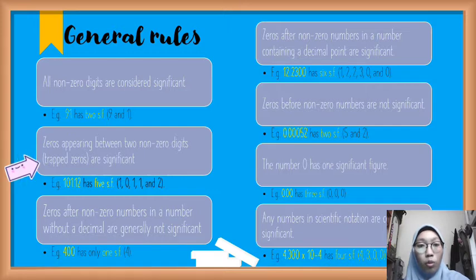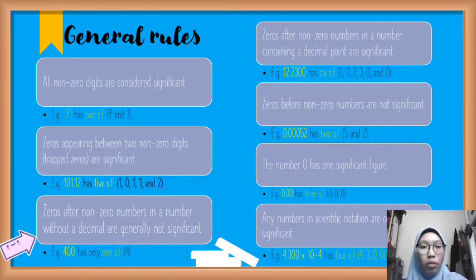Second rule: zeros appearing between two non-zero digits, which is a trapped zero, are significant. For example, 101.12 has 5 significant figures. Look at the zero. The zero is a trapped zero because it is trapped between the number 1 and 1, which are non-zero digits. This zero counts as significant because it is trapped between 1 and 1. So in total we have 5 significant figures, which is 1, 0, 1, 1, and 2.